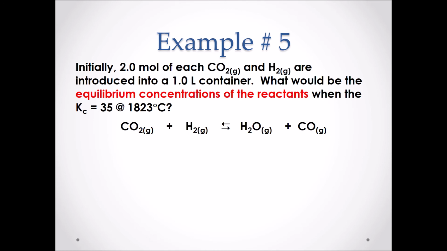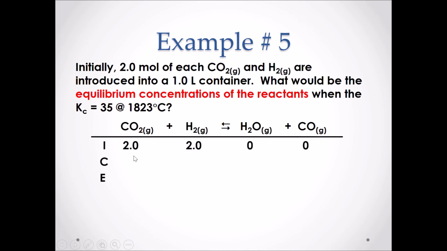First, we have to create an ICE table if we want to determine equilibrium concentrations. They are giving us the initial concentration of both reactants, and since there are no values for the products, we can assume that they are zero. Unfortunately, they are not giving us an equilibrium concentration. So right now, we will have to assume that the change is an unknown variable. The unknown variable will be x.